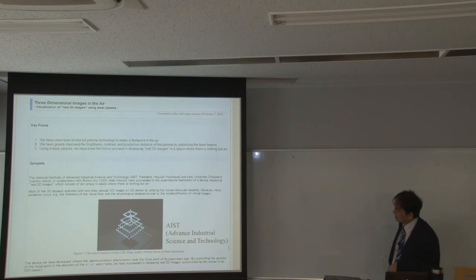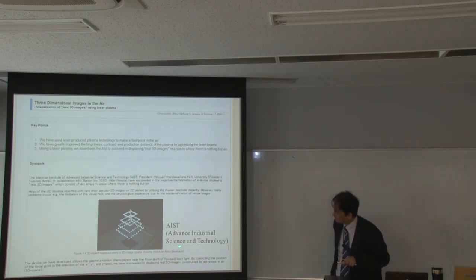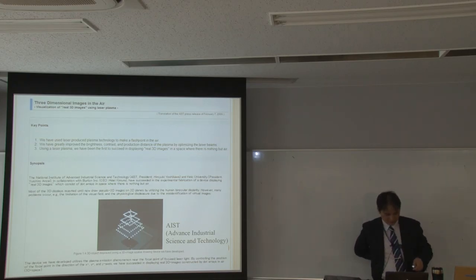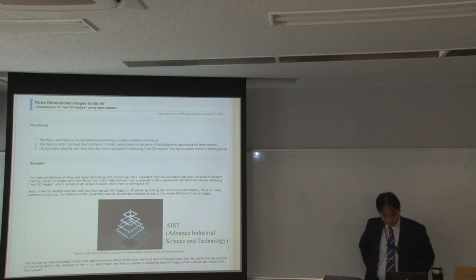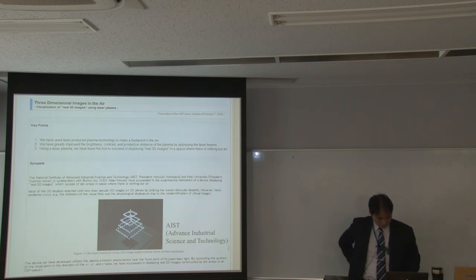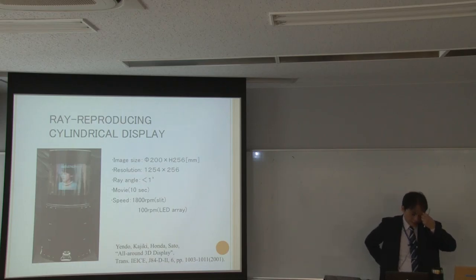And this is another type of 3D display. A light point can be reproduced using plasma. So a real 3D point can be drawn in the space. This was developed by the Advanced Industrial Science and Technology institute. And this is the final example.